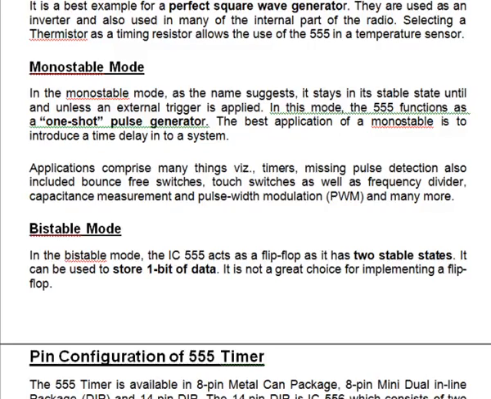In a Bistable mode, the IC-555 acts as a flip-flop. As it has two stable states, it can be used to store one bit of data. It is not a great choice for implementing a flip-flop.